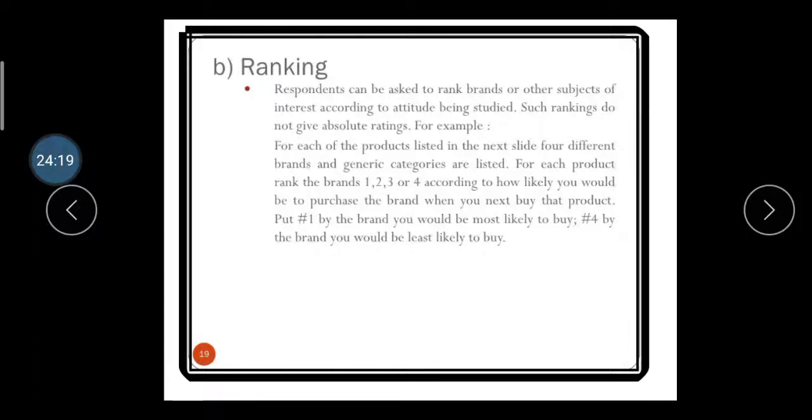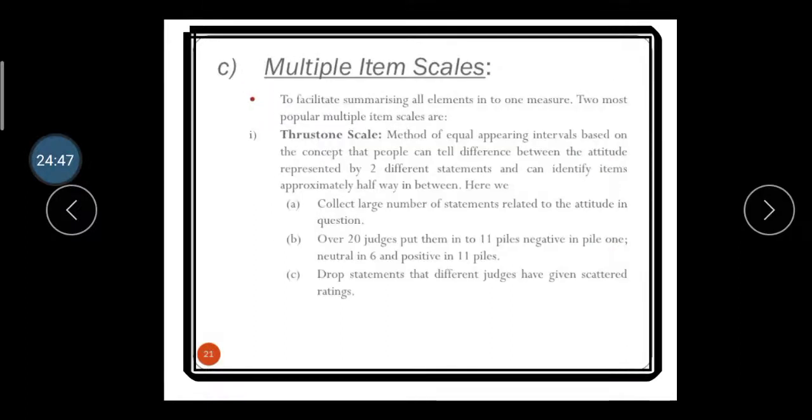For example, on the next slide, 4 different brands of a generic category are listed. For each product they have to rank 1, 2, 3, 4 according to how much they like it. When you next buy this product, put 1 by the brand you like most, and put 4 by the one you like least. So if you like the brand, you give it the first rank, and if you don't like the brand, then give it the 4th rank.